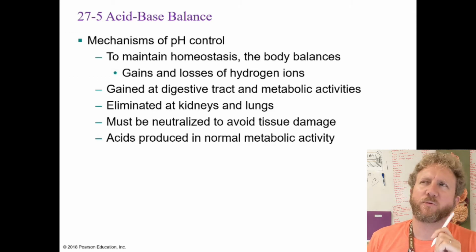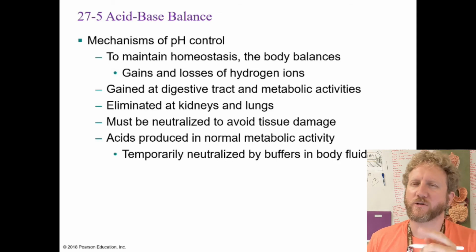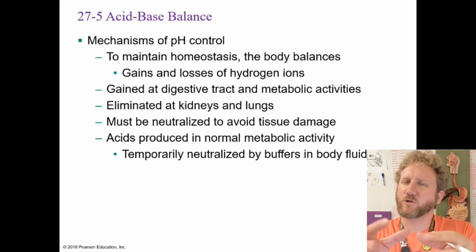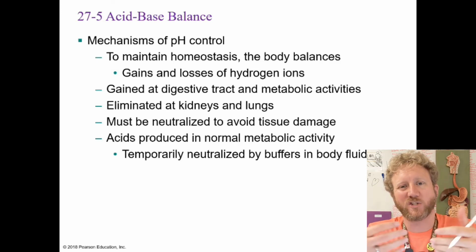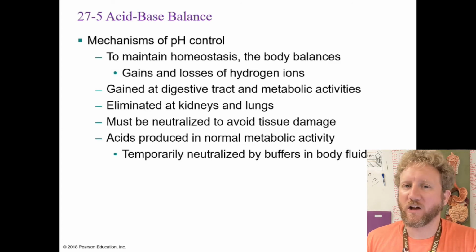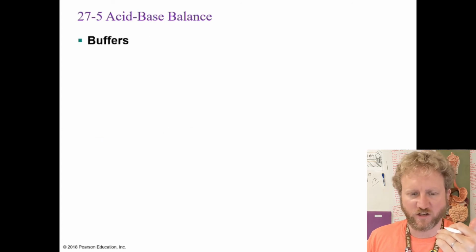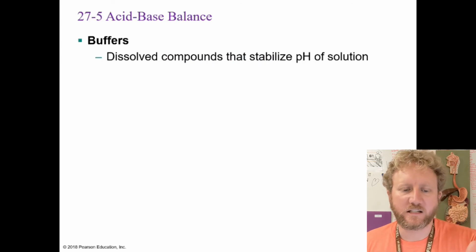Now, acids that are produced by metabolic activity are temporarily neutralized by buffers. So here's the thing. They sort of absorb the hydrogen ions, but the hydrogen ions are still there and they could potentially cause trouble. So we still have to get rid of those hydrogen ions, and the only way that you can really get rid of hydrogen ions is by your kidneys getting rid of them.